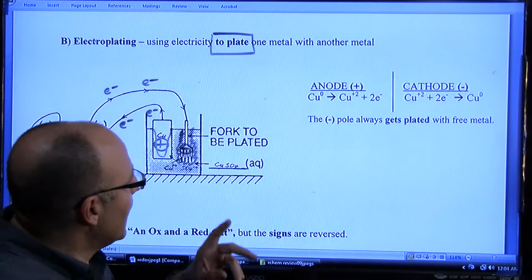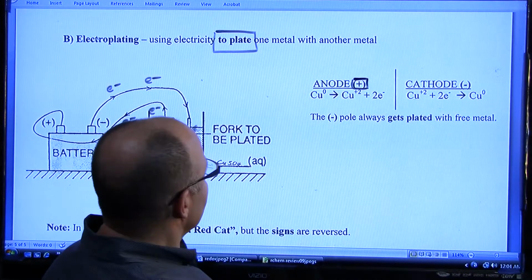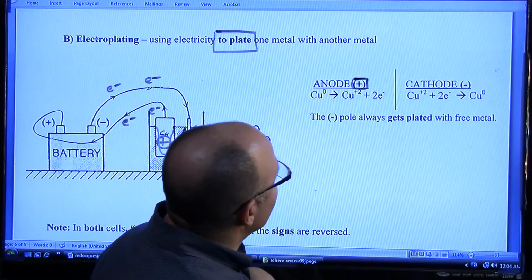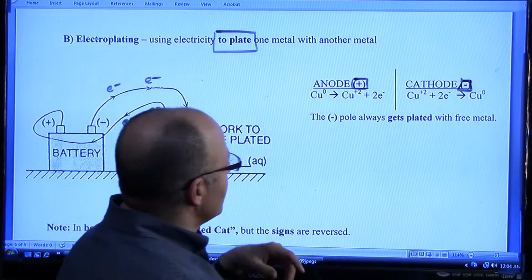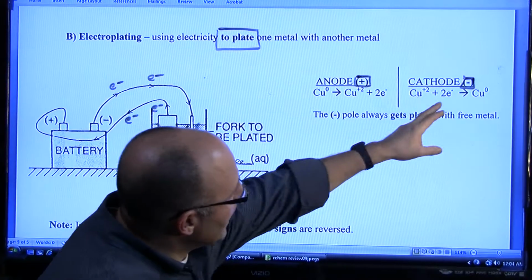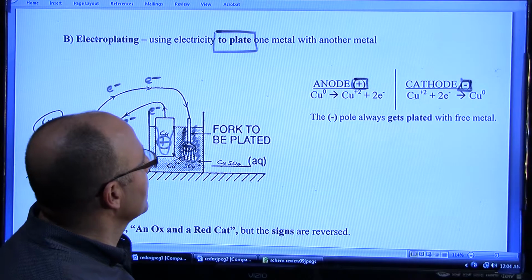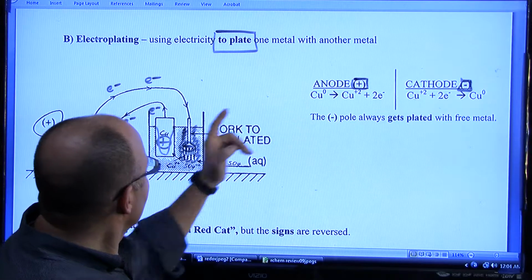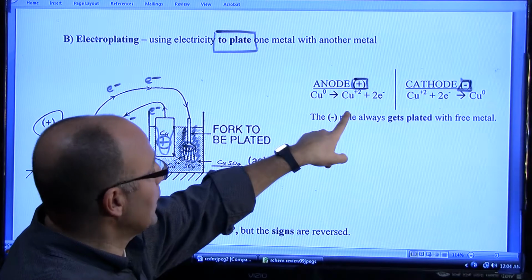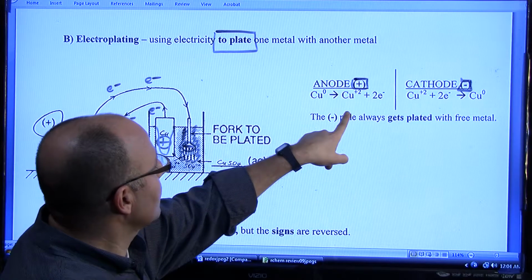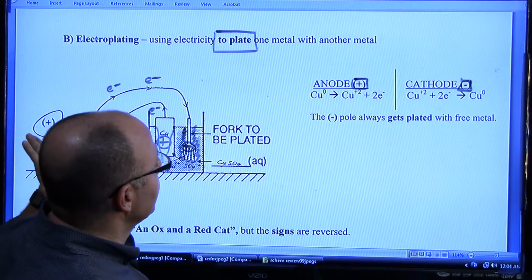So again, at the anode here, which is the positive electrode, we're going to have oxidation occurring, an ox, and a red cat at the cathode, which is the negative electrode. We're going to have a reduction occurring. And if you look at these two half reactions, you'll notice they're the complete opposite of each other. So here you have the copper from the copper electrode being oxidized, and copper ions going into solution. And of course, electrons being drawn back to the battery.